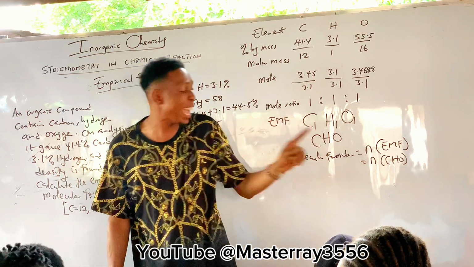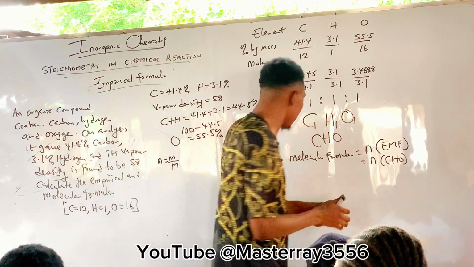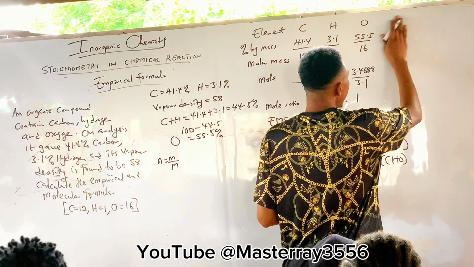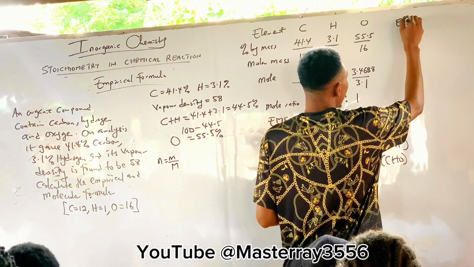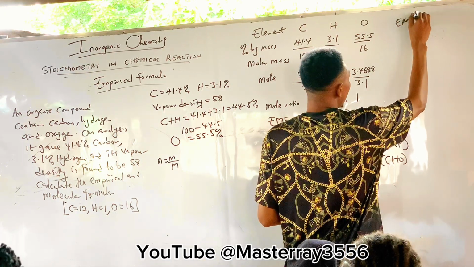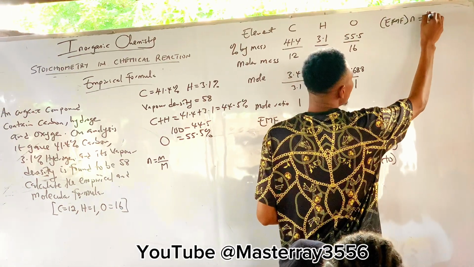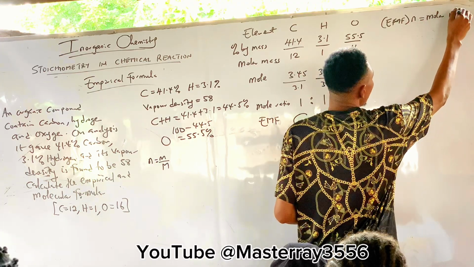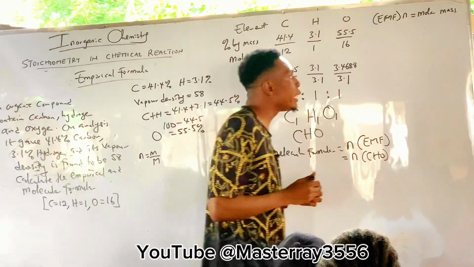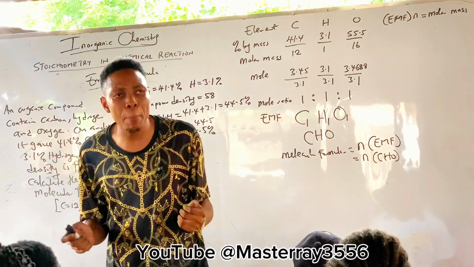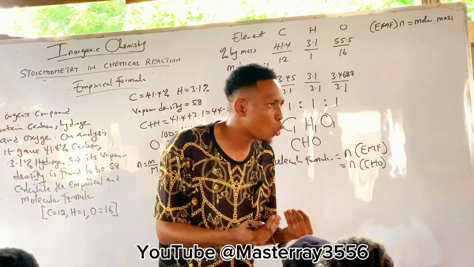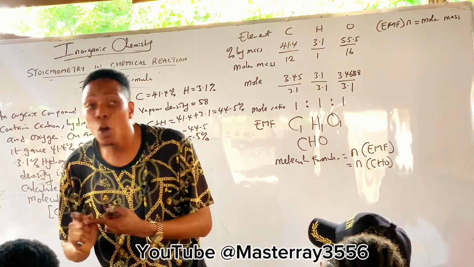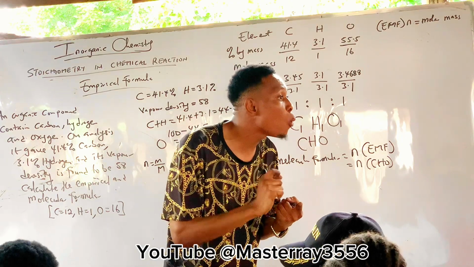So for you to look for N, you make use of EMF times N, equals the molar mass or molecular mass. But the issue there is, I don't have my molar mass. I was not given molar mass in the question. Are you getting me? Instead, I was given vapor density. So you can get your molar mass from your vapor density.